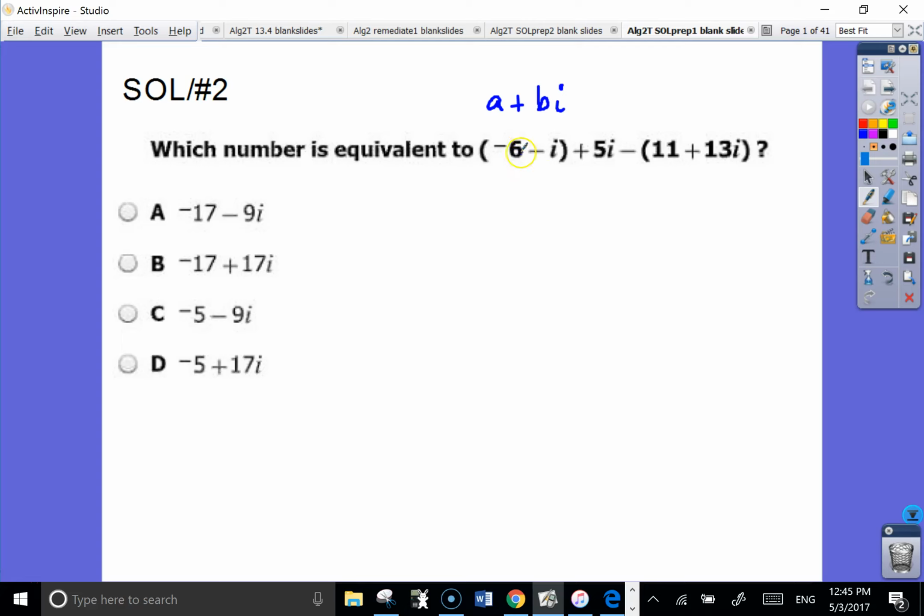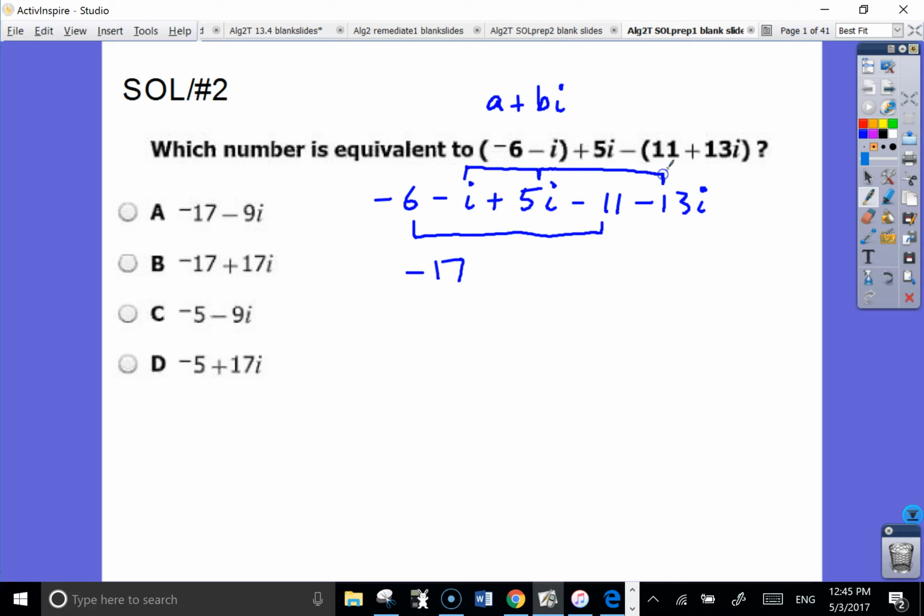And then, first thing I would have to do in this problem is just understand that this negative in front of parentheses means it's got to be distributed. And so I would personally take a step and distribute that negative. -6 minus i plus 5i minus 11 minus 13i. Okay, now I'm going to combine the real parts. -6 minus 11 is -17. And then we've got -i plus 5i minus 13i.